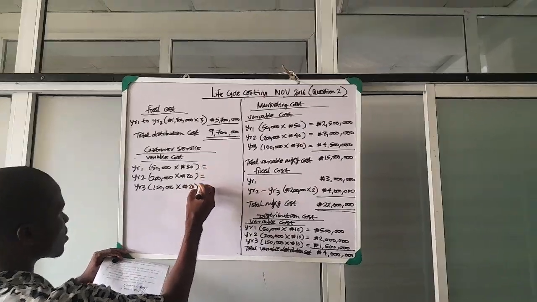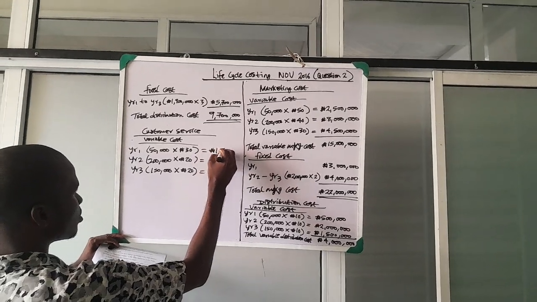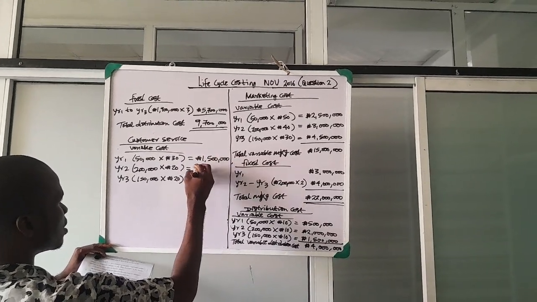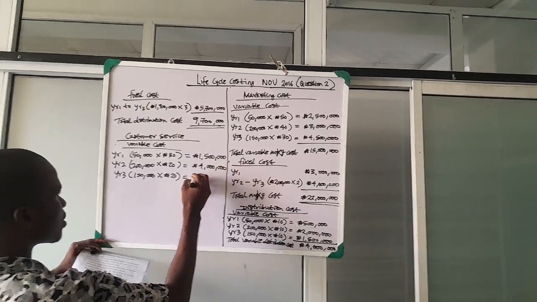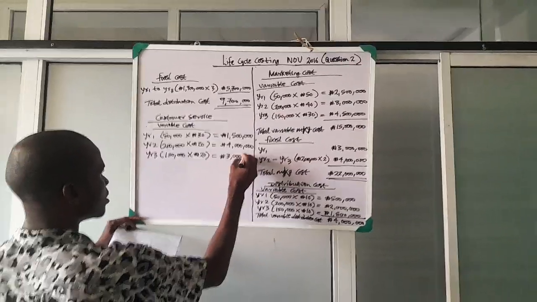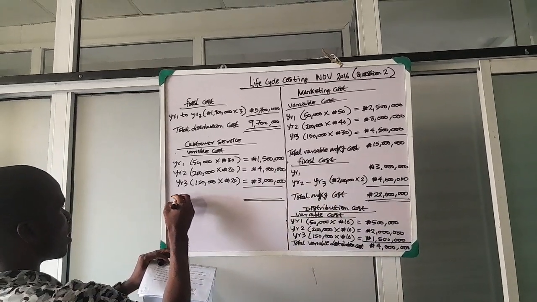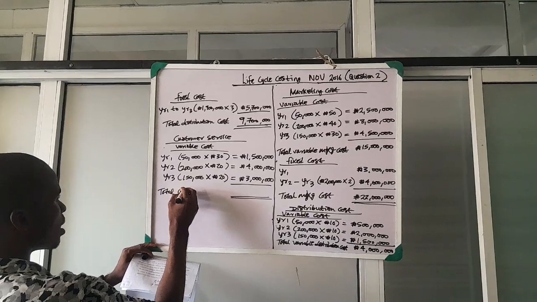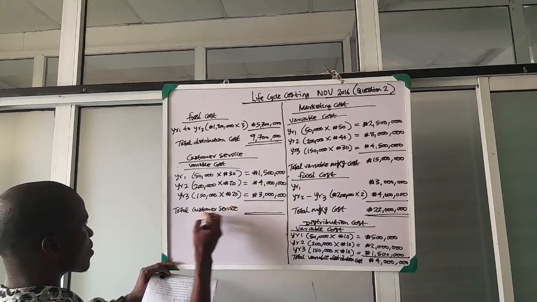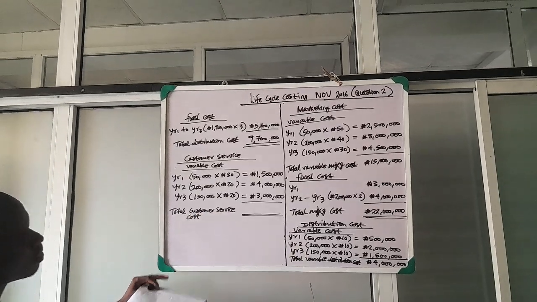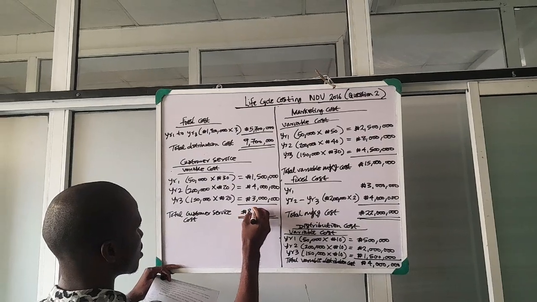So this gives us, the first one, 1,500,000. This one gives us 4 million. This one gives us 3 million. Addition of it all gives us total customer service costs. Gives us what? 8,500,000.